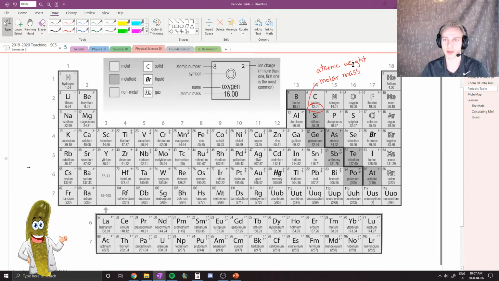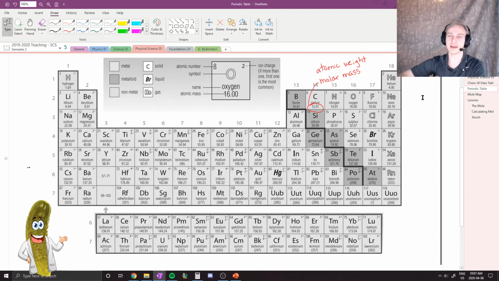All of the atomic weights or molar masses are shown to us on our periodic table in these little numbers at the bottom here. It's worth noting it's not these numbers at the top here. Those are the atomic numbers, which is something different than the atomic weight. The atomic weight is what we're concerned about when we're looking at finding the molar mass.